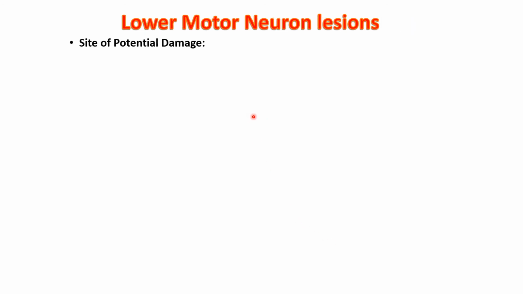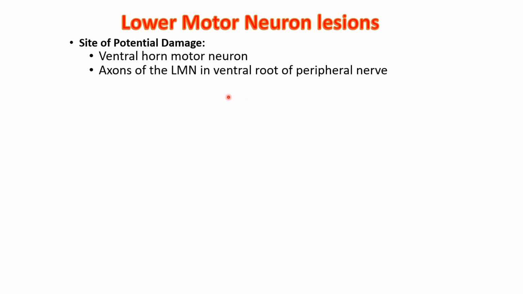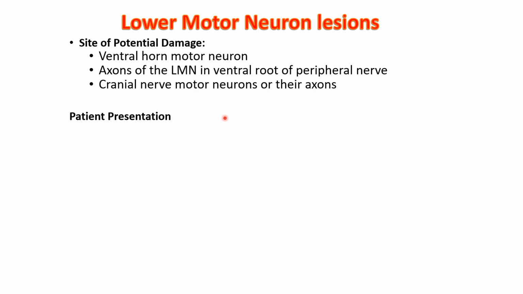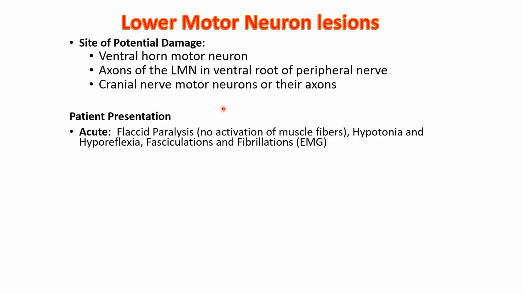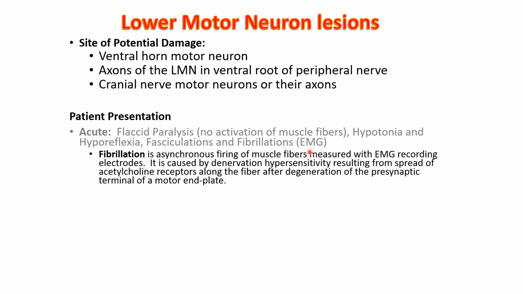Lower motor neuron lesions, that is at the ventral horn cell or at the axon of the lower motor neuron, or at cranial nerve motor neurons, produce acute paralysis, that is, there's no activation of muscle fibers, hypotonia, hyporeflexia, fasciculations, and fibrillations seen in the EMG.